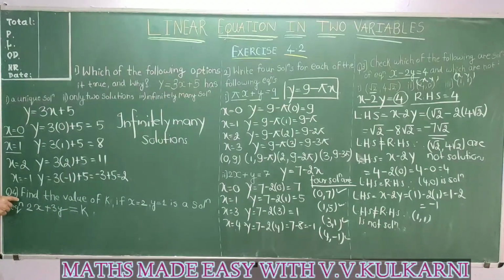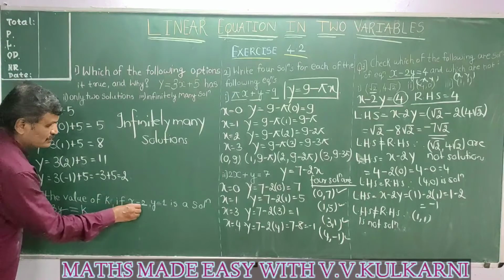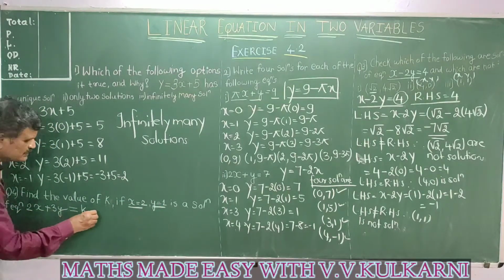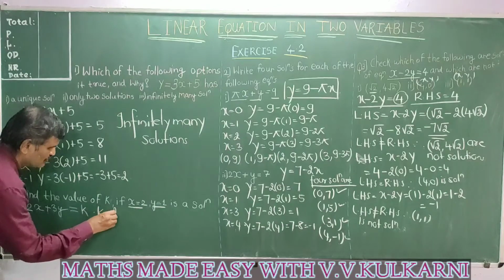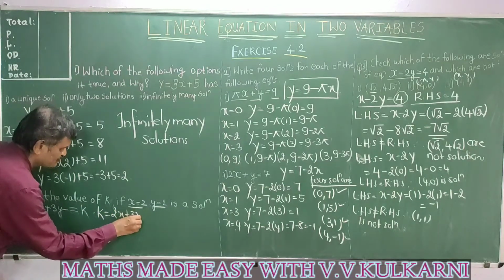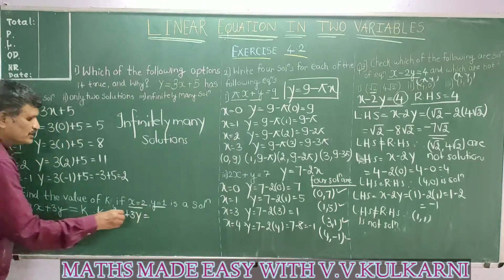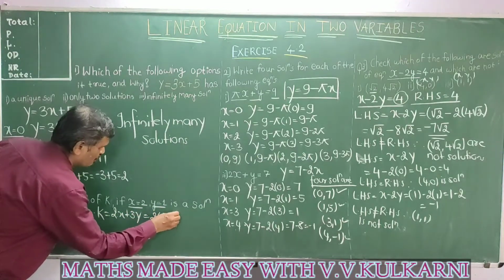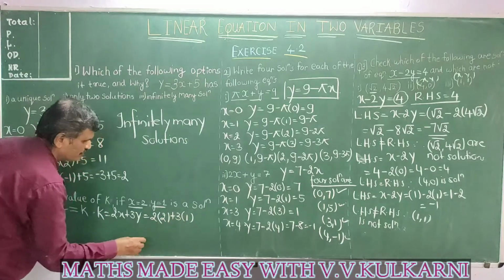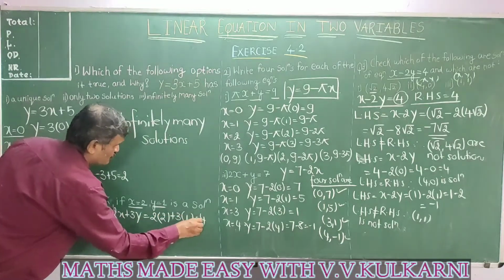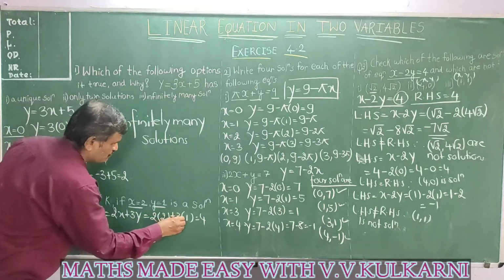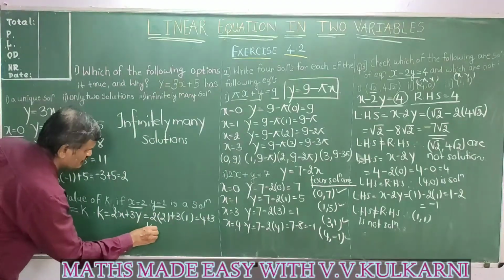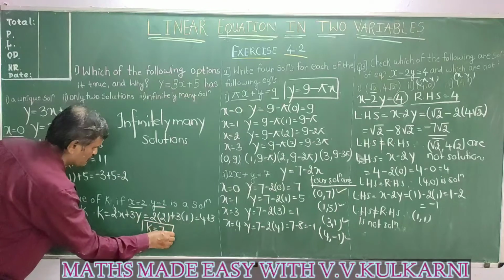Now find the value of k if x is equal to 2 and y is equal to 1. See what he says, k is equal to 2x plus 3y. See here, 2 into, what is the value of x here? 2. What is the value of y here? 1. So 2 2s are 4 plus 3 1s are 3. So k is equal to 7.